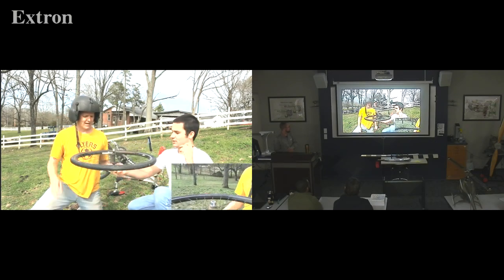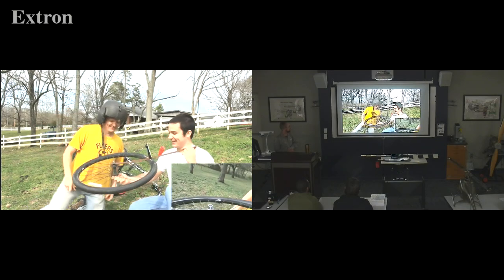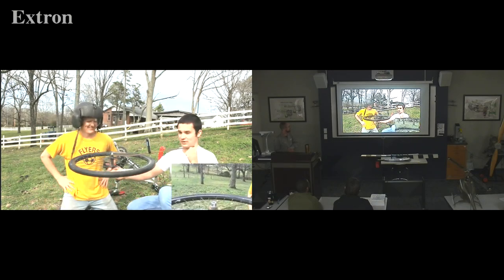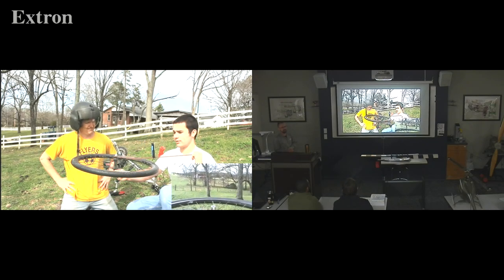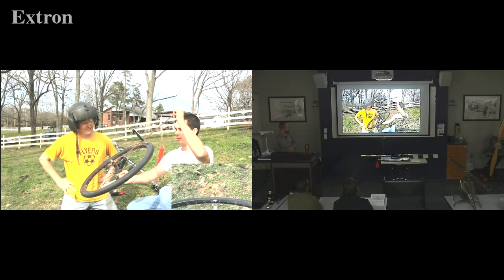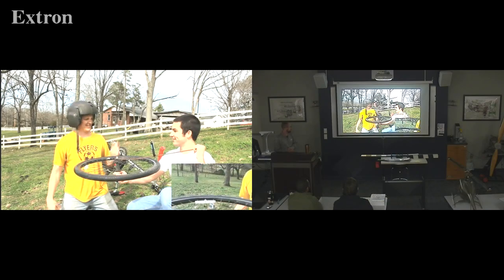All right, we're going to apply a force straight up, and as you can see here, the tire rotates in the same plane as we're moving this bar. But when it's spinning, it's going to be different. Let's just check it out.